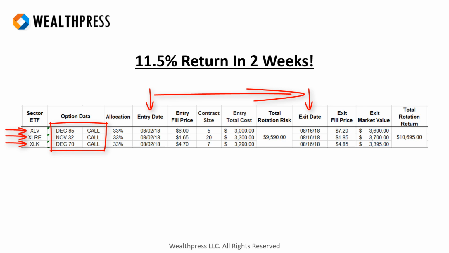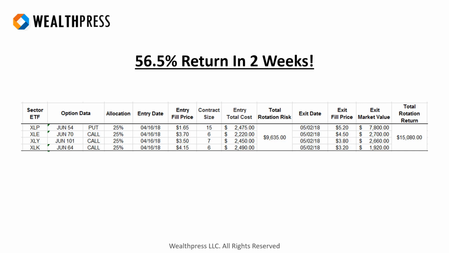So in this 2-week cycle, we decided to stay away from puts and only focus on call options because the market was strong. As you can see in this example, this cluster returned 56.5% in only 2 weeks. There were 4 total ETFs. 3 of them we went long and 1 we went short.